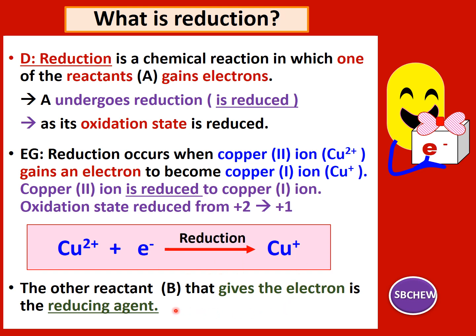Okay. Now the other reactant B involved in the reaction that gives this electron is called the reducing agent. So in this context, our reducing agent is actually the monosaccharide that donates the electron for the process of reduction. Let's go further and discuss the monosaccharides as reducing sugars.